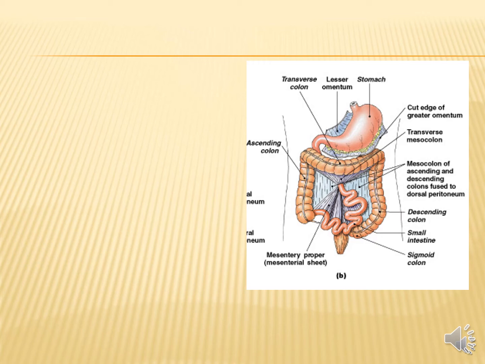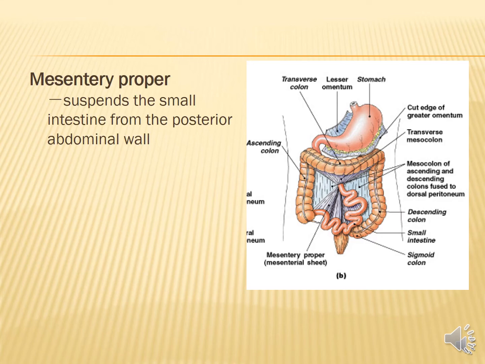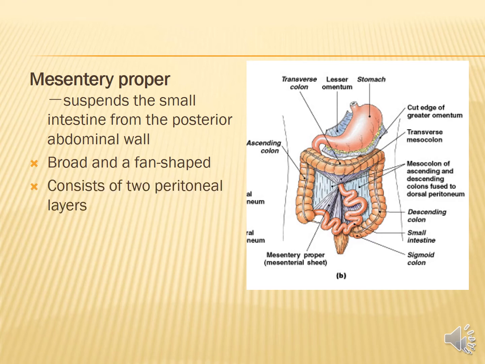Coming to the mesentery, we will talk about how the mesentery is attached to the posterior abdominal wall. First of all, this mesentery proper suspends the small intestine from the posterior abdominal wall, which includes jejunal and ileal coils. It is broad and fan shaped, and it consists of 2 peritoneal layers. Obviously, that's why it is forming the folds.